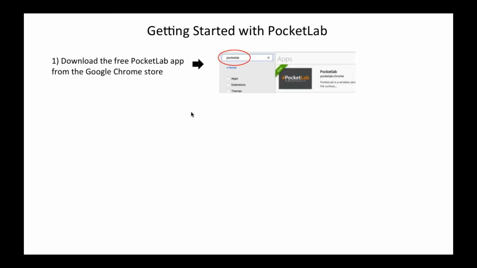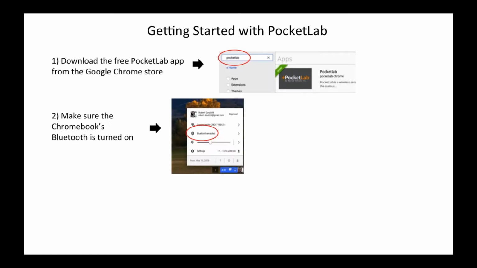So, how do you get started with PocketLab? Well, the first thing you have to do is download the PocketLab app from the Google Chrome Store. So, if you go to the Google Chrome Store, you type in PocketLab, and you download the app. And then the second thing you want to do is make sure your Bluetooth is turned on. That's in the lower right corner of your screen. There's a little icon that helps you connect to your Wi-Fi, and also shows whether your Bluetooth is on or not.